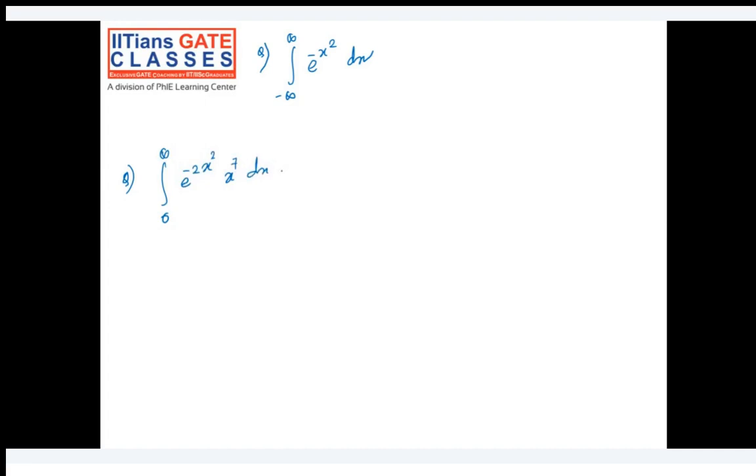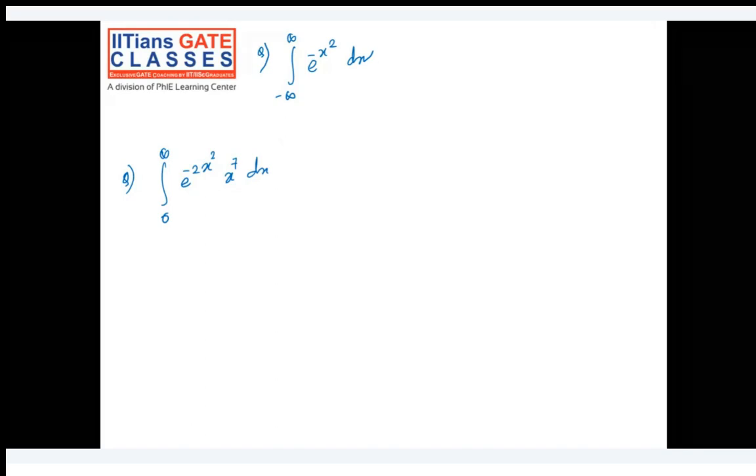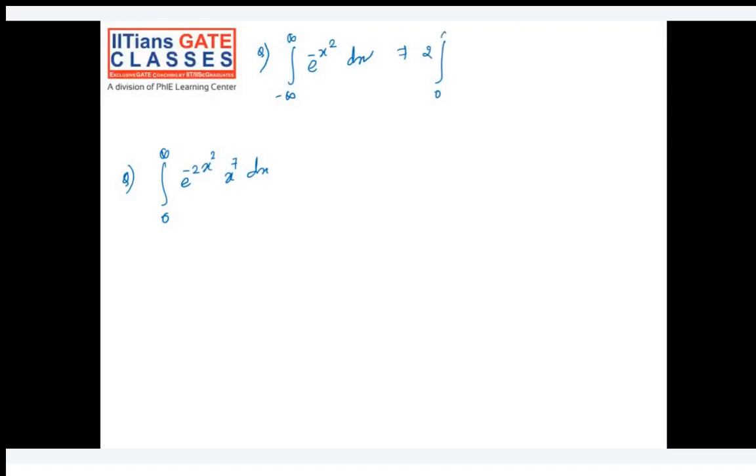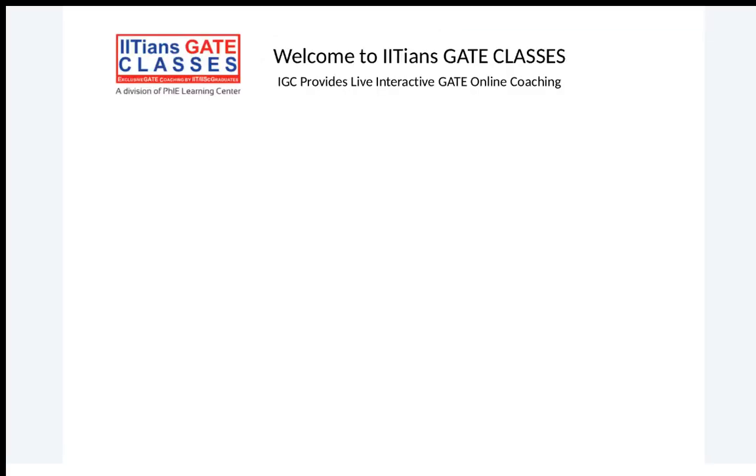What about the first question in this slide? What is the answer? Root pi, sir. Root pi. Yes, root pi is the answer because you can write it as 2 times integration 0 to infinity e to the power minus x squared dx. So it is 2 times the previous question, and for the previous question the answer was root pi by 2. So 2 times root pi by 2 is root pi.